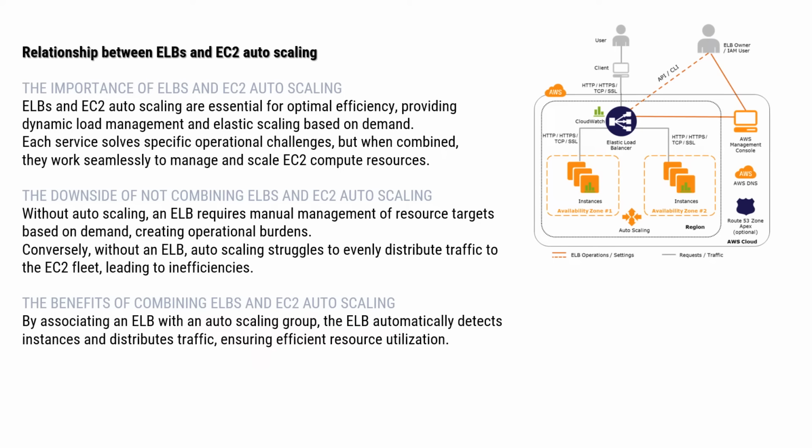Let's explore the crucial relationship between ELBs and EC2 Auto Scaling. ELB and EC2 Auto Scaling are essential for optimal efficiency, providing dynamic load management and elastic scaling based on demand. Each service solves specific operational challenges, but when combined, they work seamlessly to manage and scale EC2 compute resources. Without Auto Scaling, an ELB requires manual management of resource targets based on demand, creating operational burdens. Conversely, without an ELB, Auto Scaling struggles to evenly distribute traffic to the EC2 fleet, leading to inefficiencies. So by associating an ELB with an Auto Scaling group, the ELB automatically detects instances and distributes traffic, ensuring efficient resource utilization.